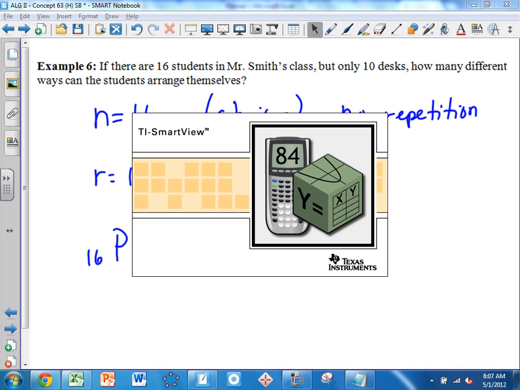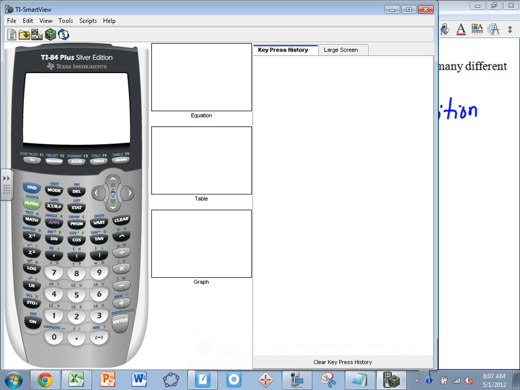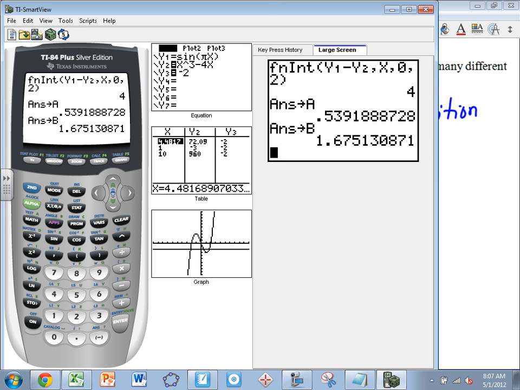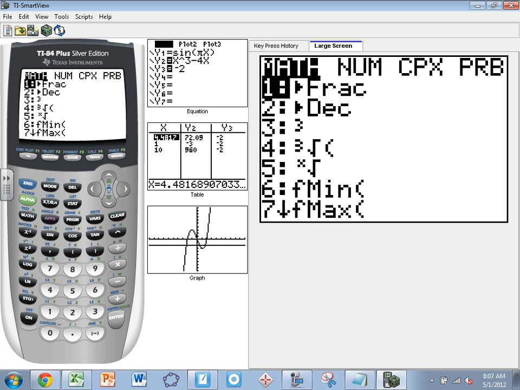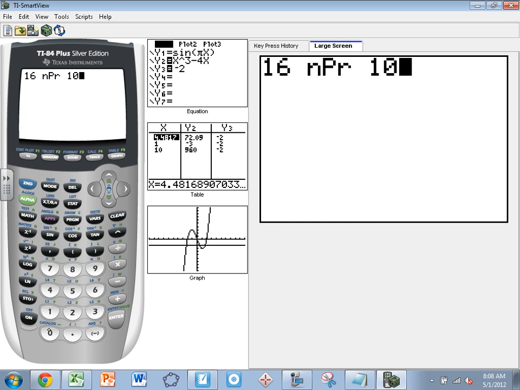So on our calculator, we have to type the 16 first, like we talked about yesterday. So start by typing in 16, and press math. Go over to your probability. So let's do this together so you can see it. I start by typing in whatever n is. I press math. I'm going to press left to quickly go over to probability. Then go to nPr. Enter. Then I press 10. Enter.